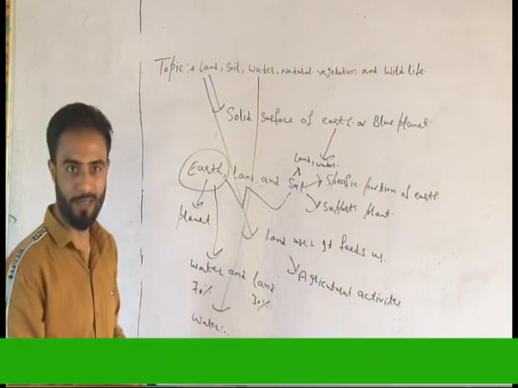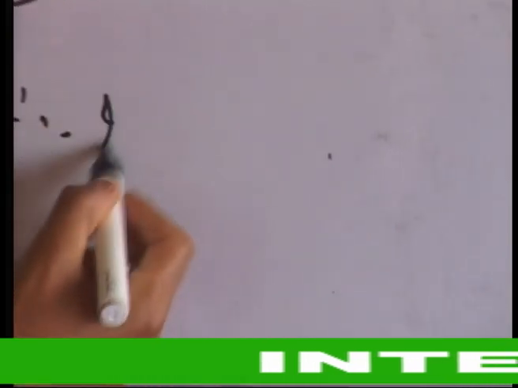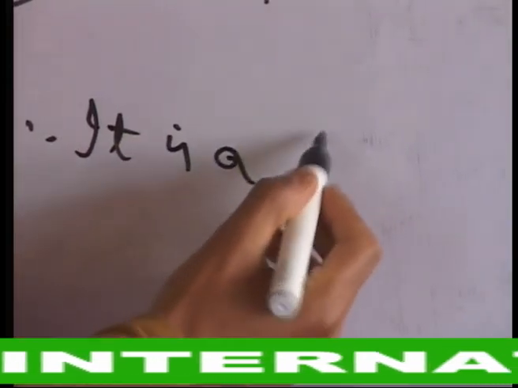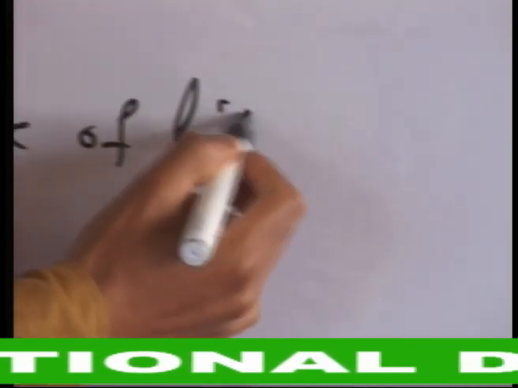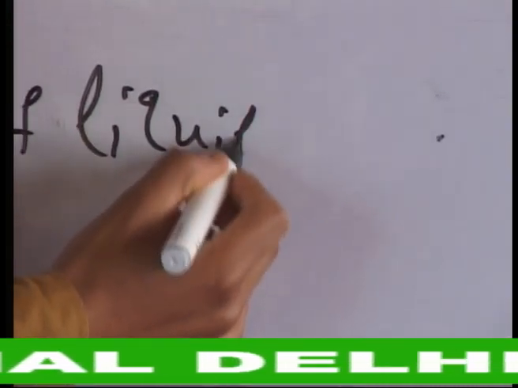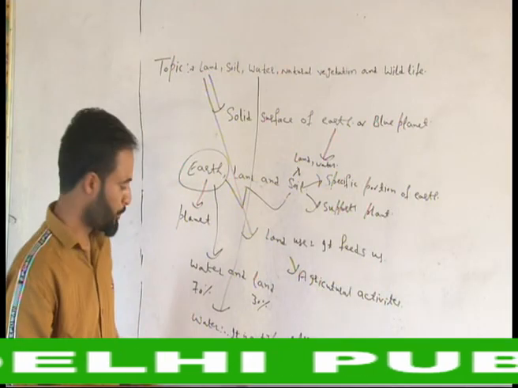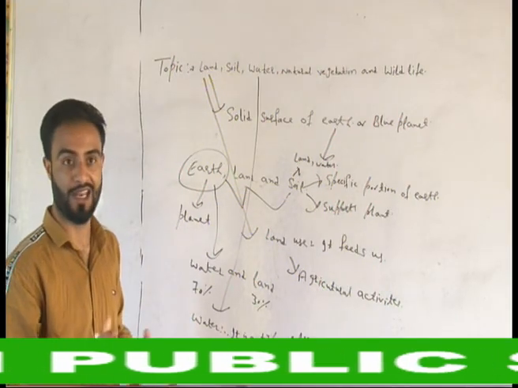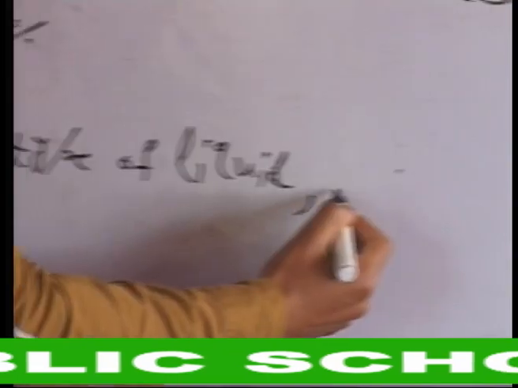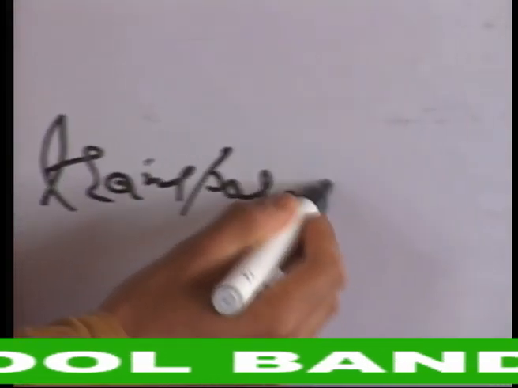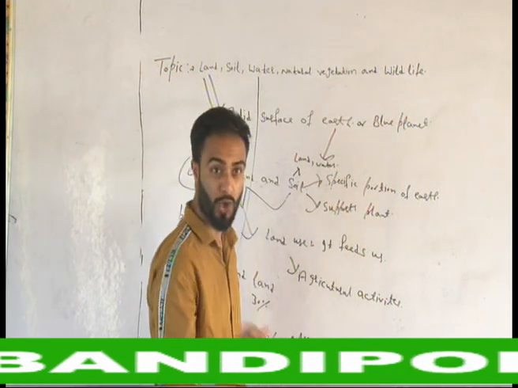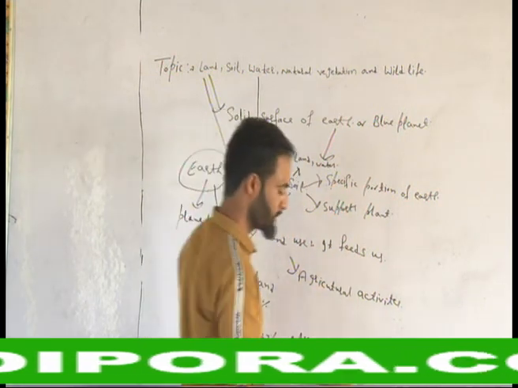It is basically a type of liquid, but that liquid should have specific characteristics, like it should be transparent, it should be odorless, जिसमें कोई smell ना हो, smell के बगैर.